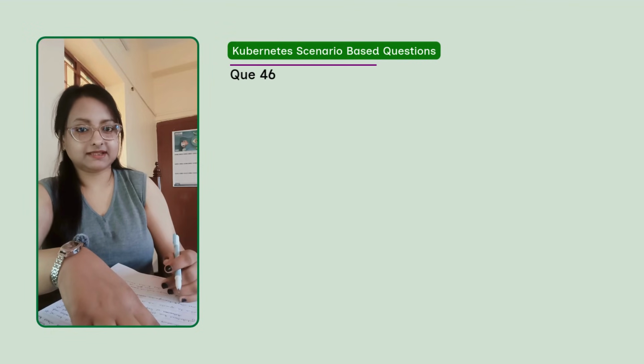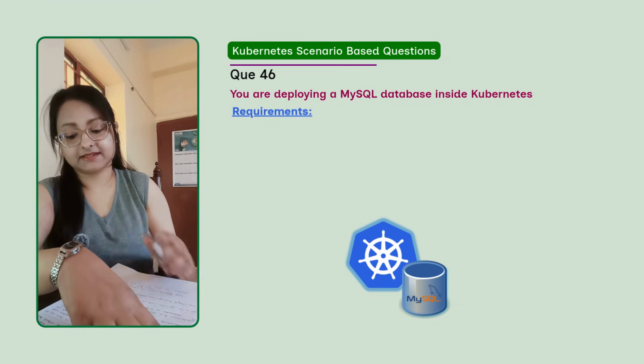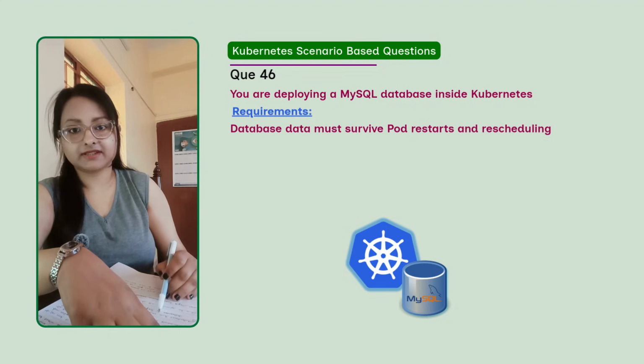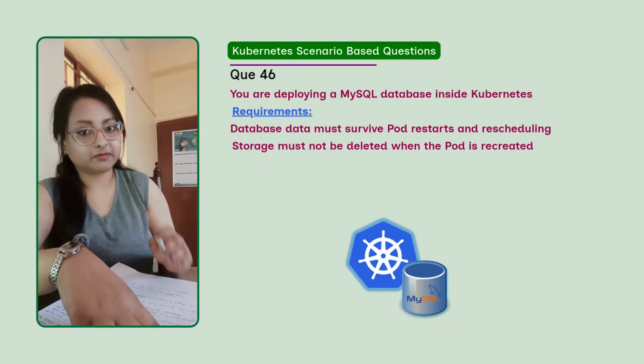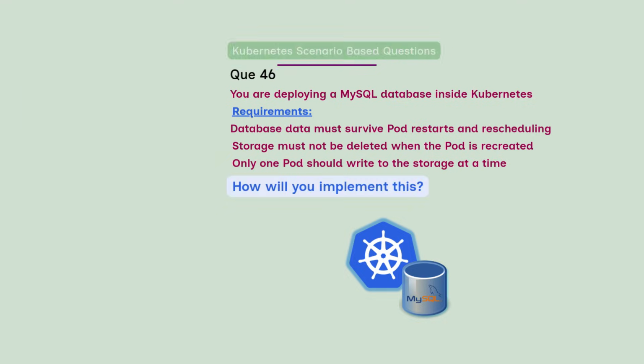Question number 46. You are deploying a MySQL database inside Kubernetes. The requirements are database data must survive pod restart and rescheduling. Storage must not be deleted when the pod is recreated. Only one pod should write to the storage at a time. How will you implement it?